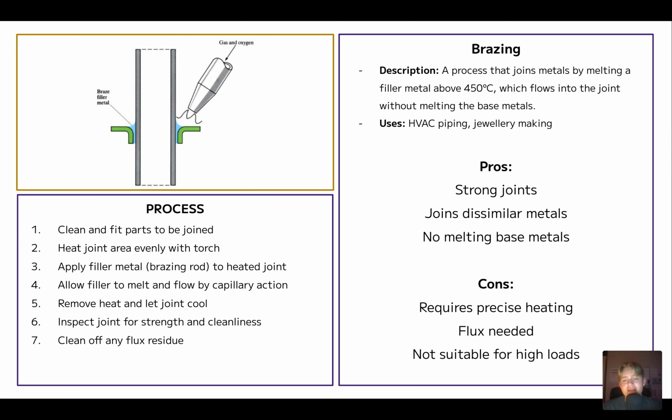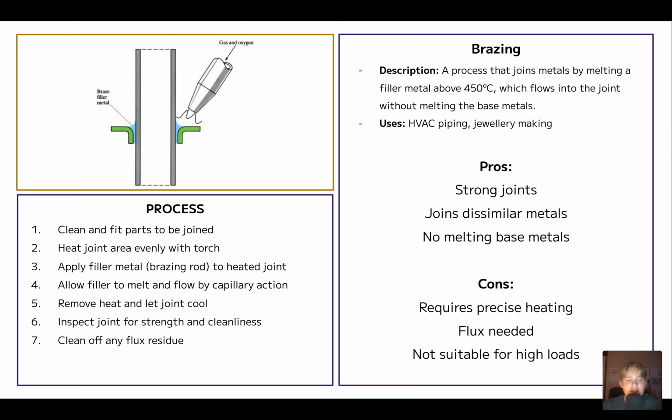The cons of it, though, are that it requires very precise heating to make sure we don't melt our base materials, but also the flux that we need for it can be expensive and is just an extra step in the process. It's also not particularly suitable for a high load. It has to be for a smaller kind of joint because we can't apply heat that great across the entire joint.